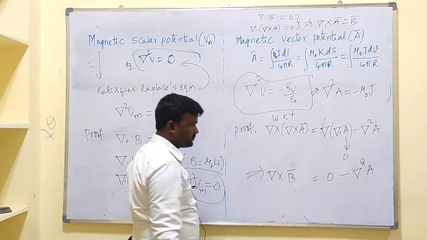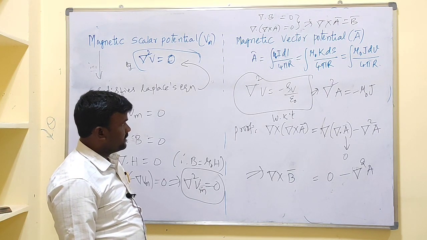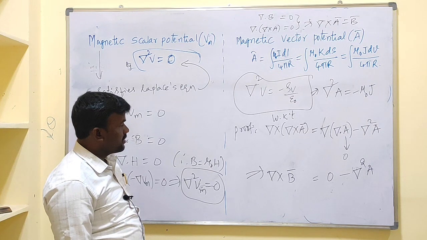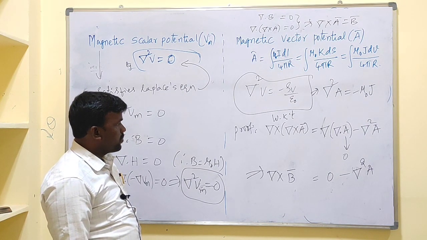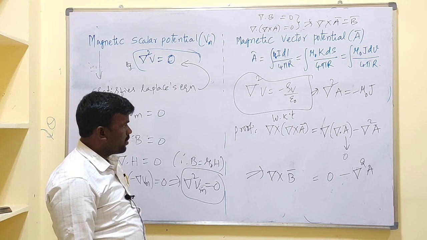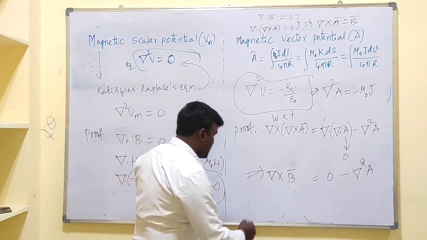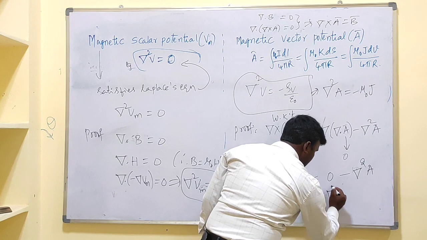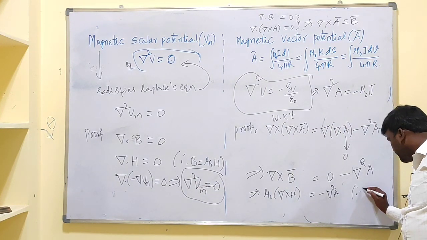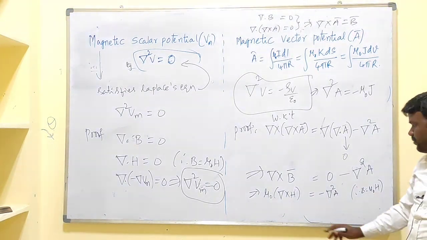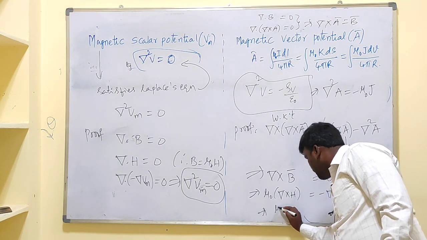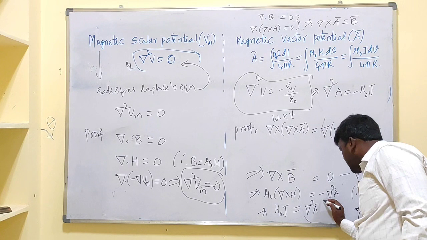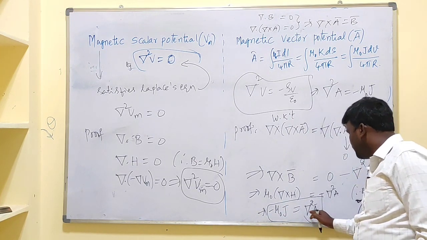But B is what? Del cross A is B. So del of del dot A, minus del square A, is del cross B. Del cross B can be written as mu naught into del cross H, which is equal to minus del square A. The reason is B equal to mu naught into H. But del cross H equal to J. That is mu naught into J, and multiplying with the negative sign on both sides, negative into negative is plus, we get del square A equal to minus mu naught J.